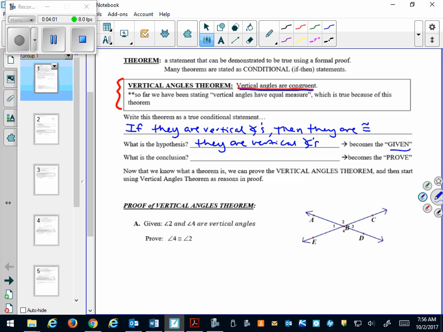So if you look at the proof down below, the proof of the vertical angles theorem, we have a specific diagram, but our given is that angle 2 and angle 4 are vertical angles. See how the given is just stating that two angles are vertical angles. That's it. What is the conclusion of this if-then statement? Good. They are congruent. So that becomes what you're trying to prove. We're proving that angle 4 is congruent to angle 2.